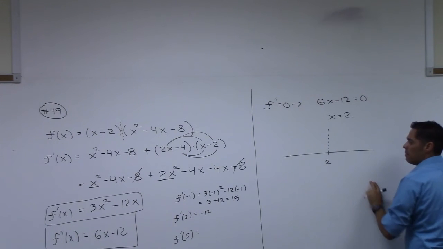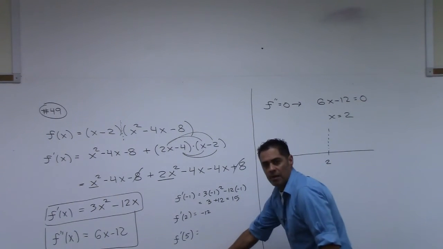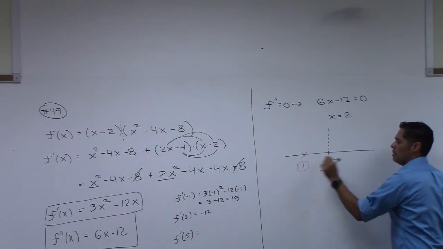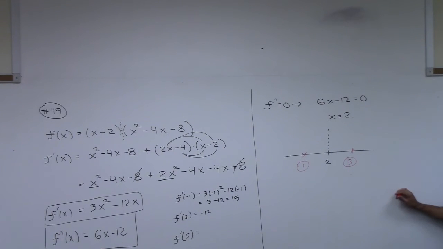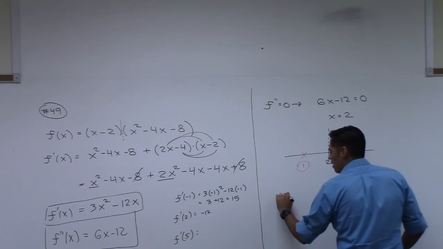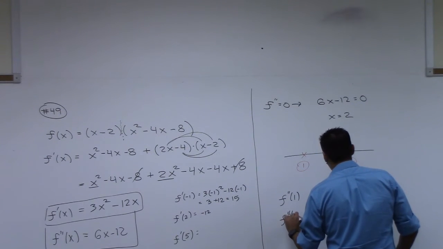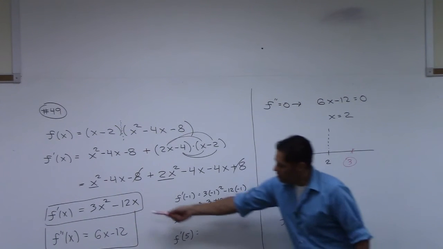That breaks up our number line into 2 regions, right? We picked 2 points, 1 on each side. So I heard 1 and 3. Everyone agree we could use those? Where do those get plugged into? To this second derivative, because you're looking at concavity now. So I want to now find out what's f double prime of 1, what's f double prime of 3. So plugging these in to this one.